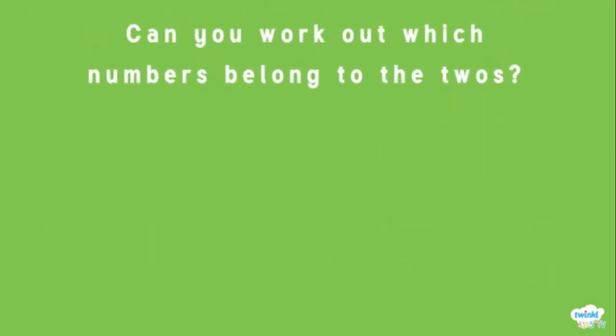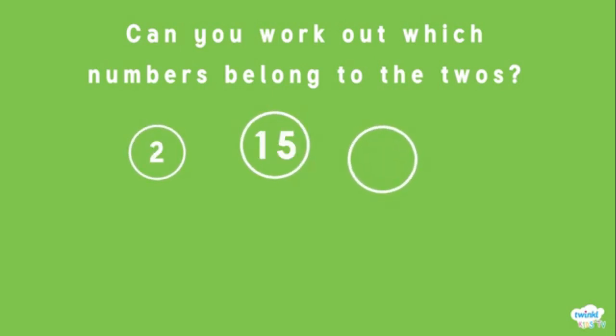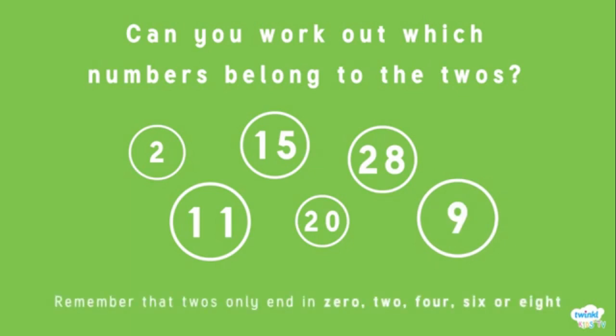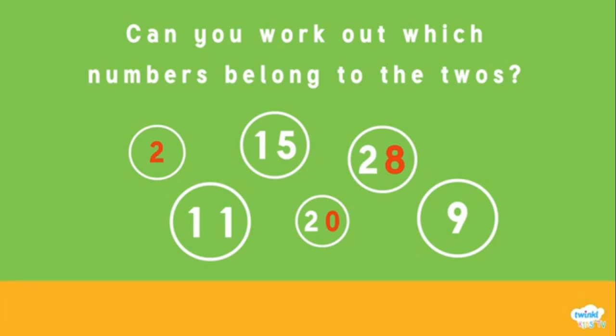Which of these numbers belong to the 2s? 2, 15, 28, 20, 11 or 9? 2, 28 and 20 all belong to the 2s because the 2s only end in 2, 4, 6, 8 and 0.